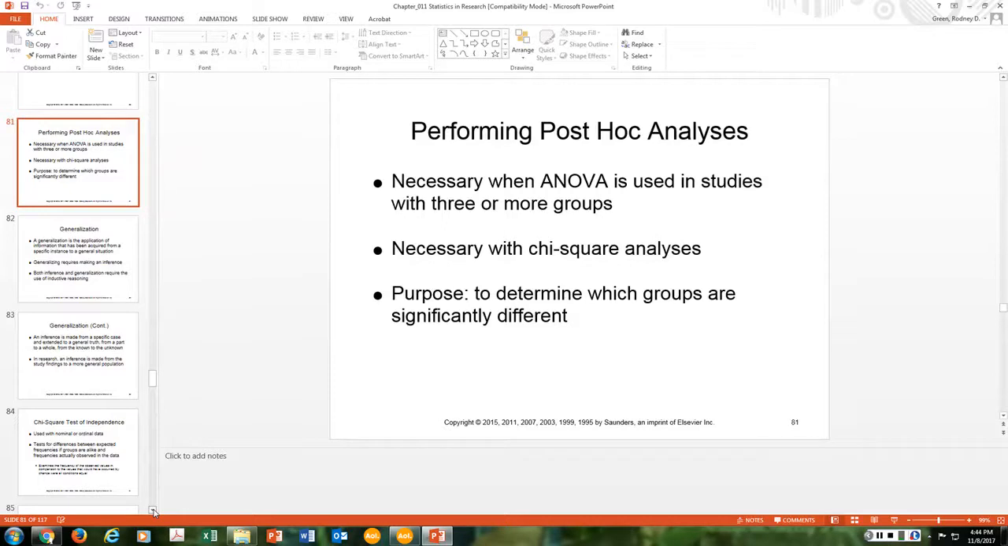Okay. So performing post hoc analysis. This is necessary when ANOVA, analysis of variance, is used in studies with 3 or more groups. It is also necessary with chi-square analysis, and the purpose is to determine which groups are statistically different.